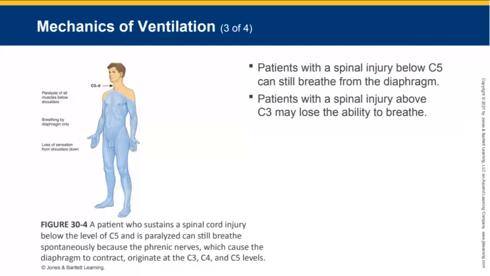So what this slide is saying is that if the injury is below C5, they can still breathe. The diaphragm can still work. But if the patient's spinal injury is above C3, they may lose their ability to breathe. Because for most persons, the phrenic nerve that controls the diaphragm originates from C3 to C5.